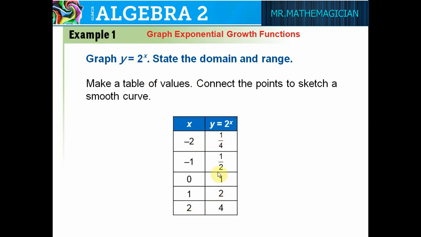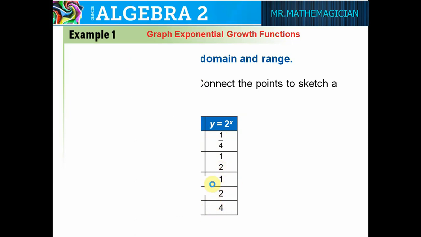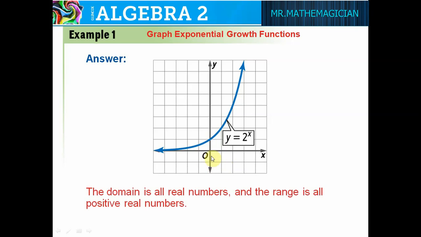Now we will plot these points on the coordinate system. 2 goes up to 4, 1 up to 2, and so on. So I have 0 up to 1, negative 1 to half, and so on, getting closer to the x-axis, but we don't touch the x-axis.